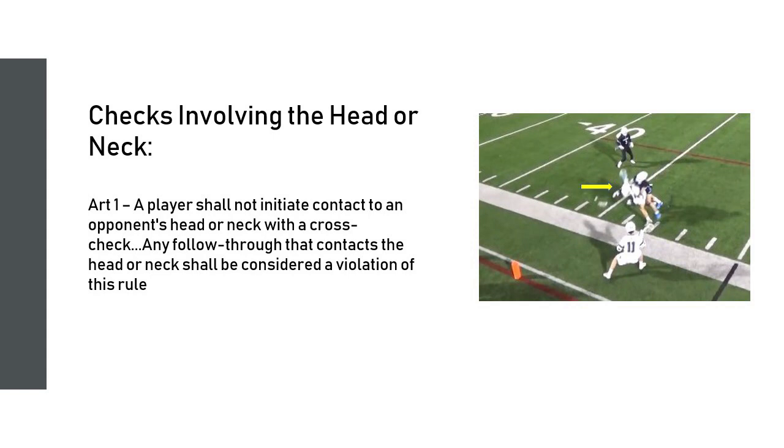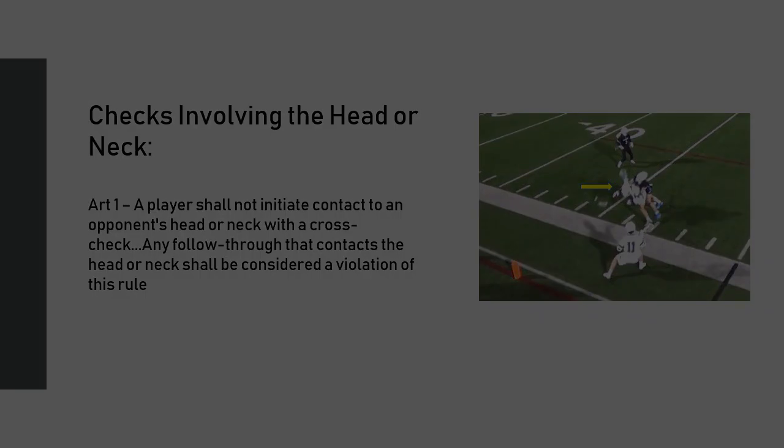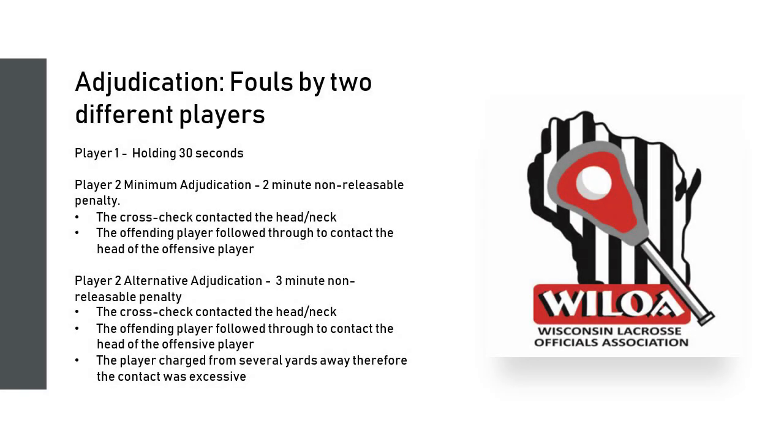By shifting our field of vision from medium to narrow, we can see the point of contact and follow through of the defensive player. There are two fouls to adjudicate on this play. The first is the hold, a 30-second technical foul. The officials have two options in adjudicating the head and neck contact. The difference is determined by the judgment of the official in defining excessive under the criteria of the distance that the defensive player came to deliver the check.